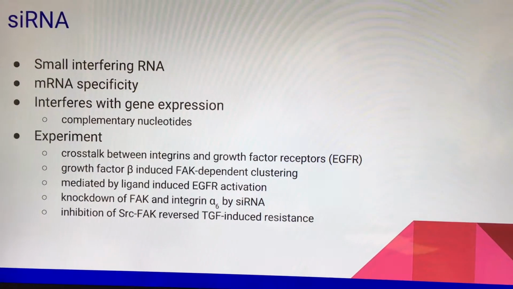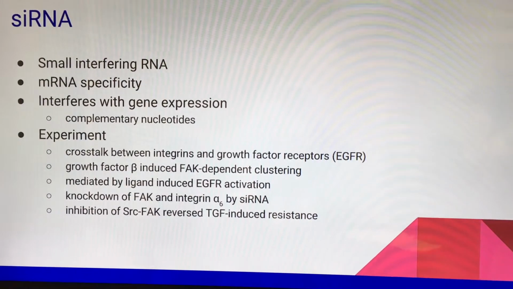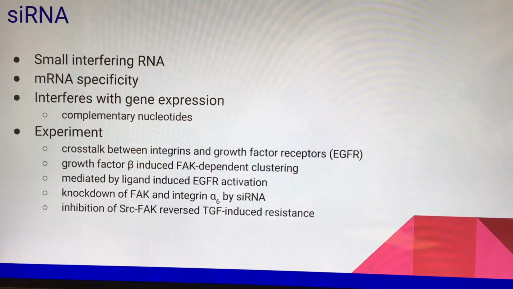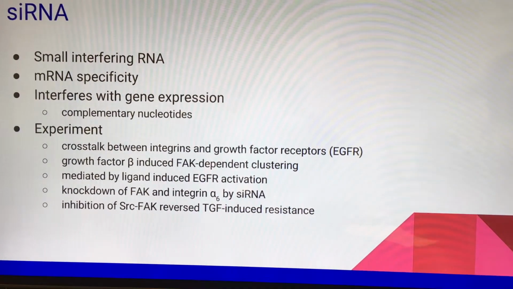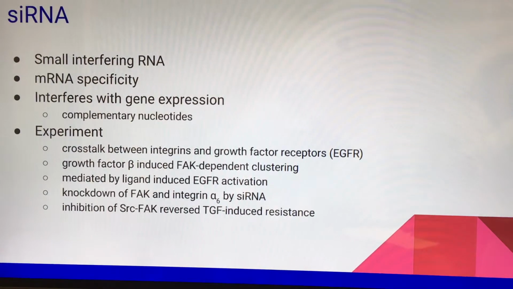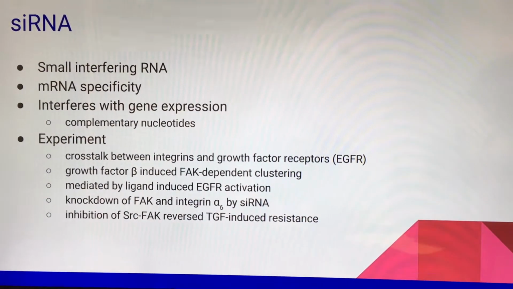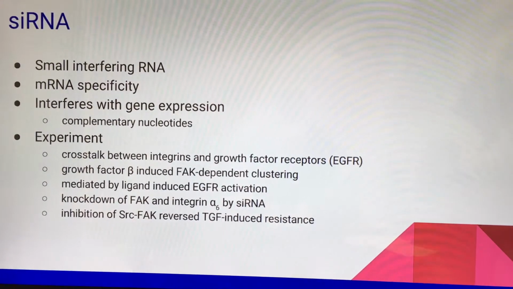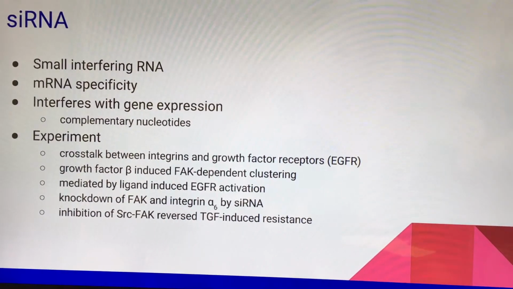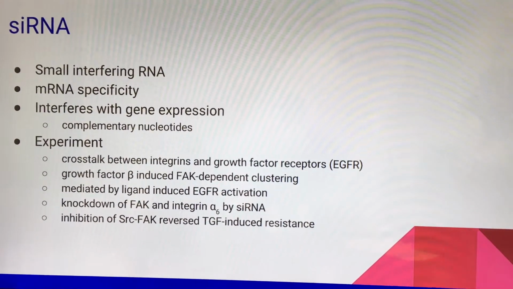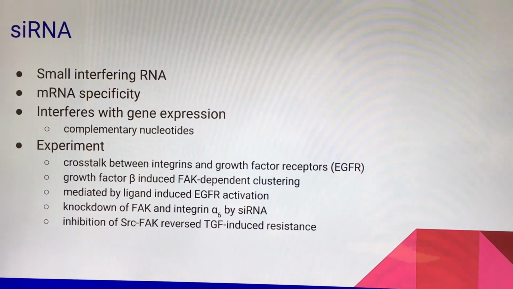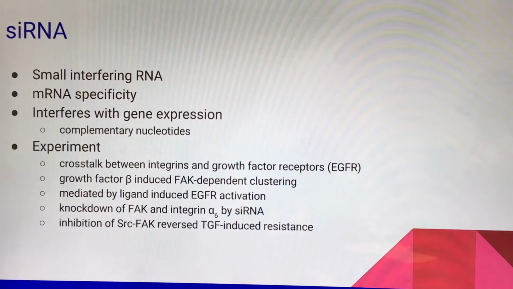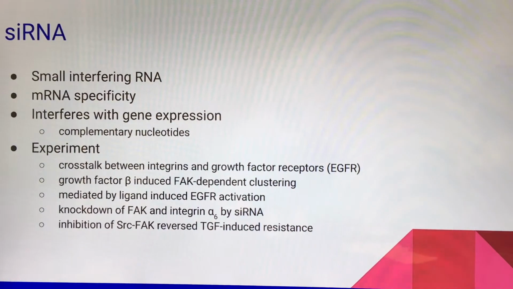The knockdown of FAK, or the integrin alpha 6, by siRNA overrode the TGF beta induced receptor clustering and signaling to the PI3K and AKT signaling pathway. They also found that the inhibition of SRC and FAK reversed the TGF-induced resistance to the therapeutic HER inhibitor.